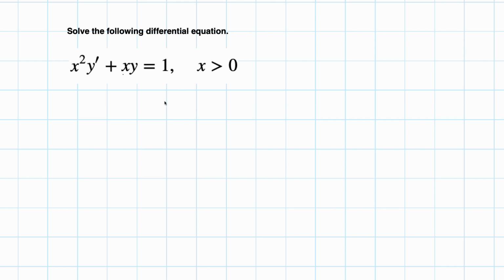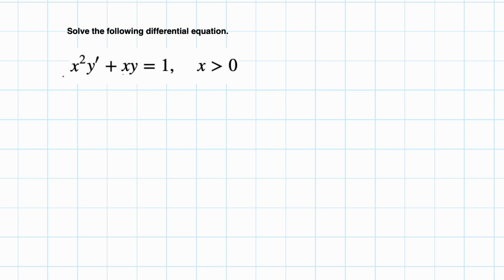Following differential equation. So we got x squared y prime. So y prime means dy over dx, just the derivative of y with respect to x, plus xy equals 1. So we got y prime, and the coefficients are just functions of the independent variable, because here solving means finding the function y in terms of the independent variable, which is x.